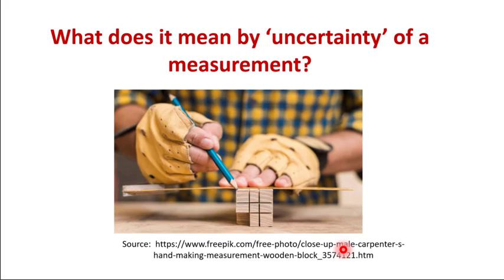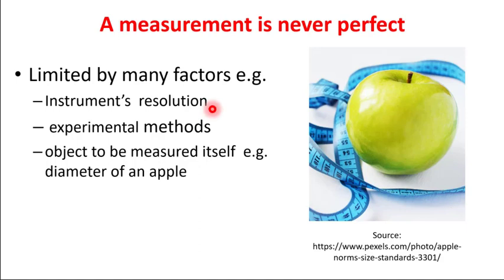So, we start by understanding what it means by the uncertainty of a measurement. A measurement is never perfect. It is often limited by many factors, including an instrument's resolution. For example, a ruler can only measure up to 0.1 centimeters. Another factor is the experimental method used in the measurement.